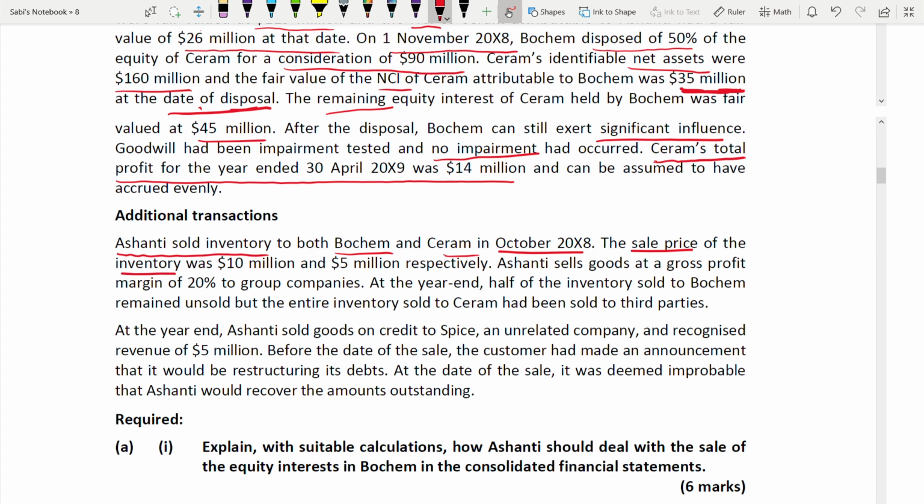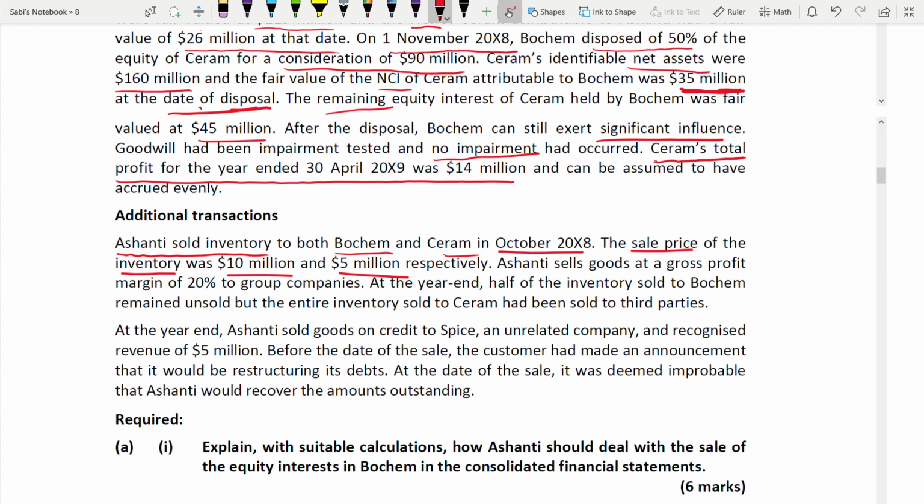If you can see this picture, 10 million, because from parent to subsidiary, or one subsidiary to another subsidiary of the same parent, these are all intra-group transfers which have to be eliminated on consolidation. Please understand this, okay? For 10 million and 5 million. Why 10 and 5? 10 is for Bokum, 5 is for Serum. Two companies are there. That's why the sale price for inventory for both has been given. 10 million is for Bokum, 5 is for Serum.